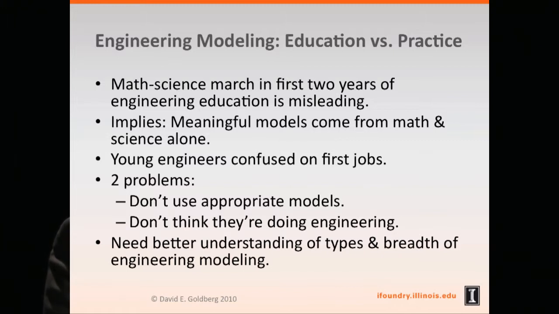By emphasizing math and science to the exclusion of other modeling modes, we imply in an engineering education that the only meaningful models that we use in engineering are those that come from math and physics. And so what happens is that young engineers become confused on their first jobs or their first real-world assignments because they don't know how to use appropriate models to the task at hand. And worse, they don't think that what they're doing is real engineering because they're not using those math models that they learned in engineering class.